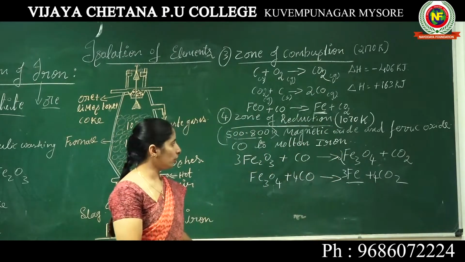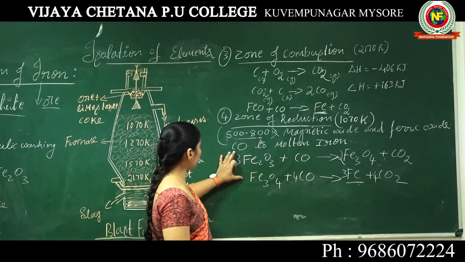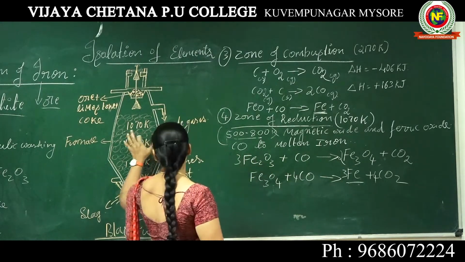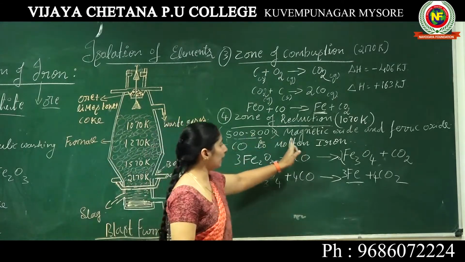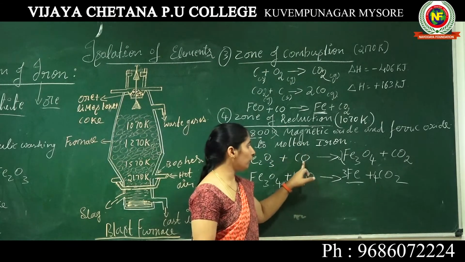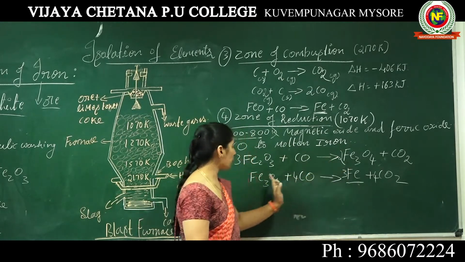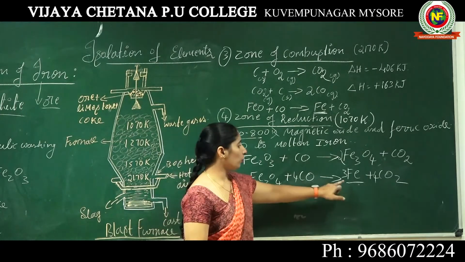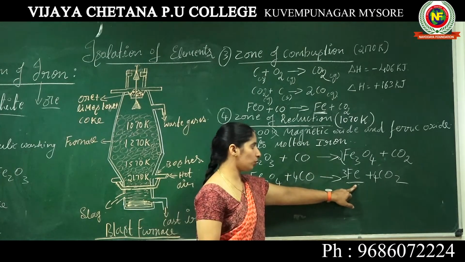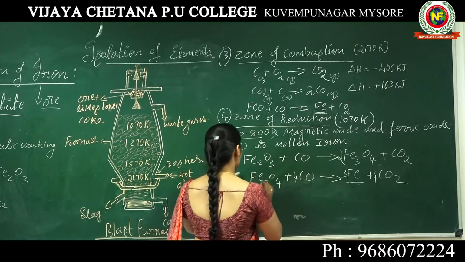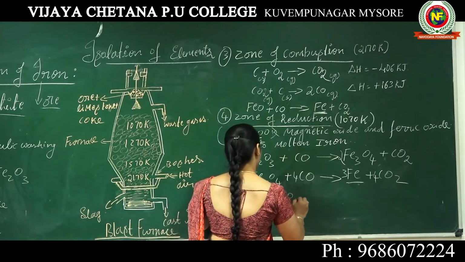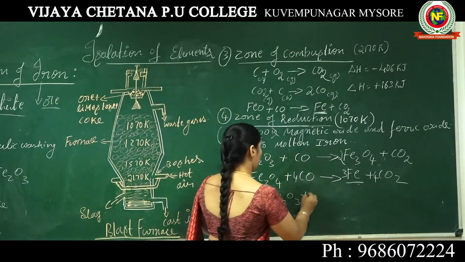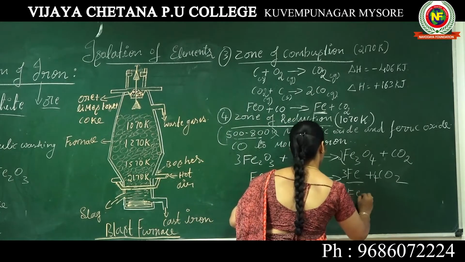Yes, it's fully balanced. Look at this equation. The ferric oxide and magnetic oxide present in this ore will get reduced with carbon monoxide to form ferrous oxide. This ferrous oxide is again reduced with carbon monoxide to form molten iron. This Fe2O3 forms ferrous oxide plus CO2.